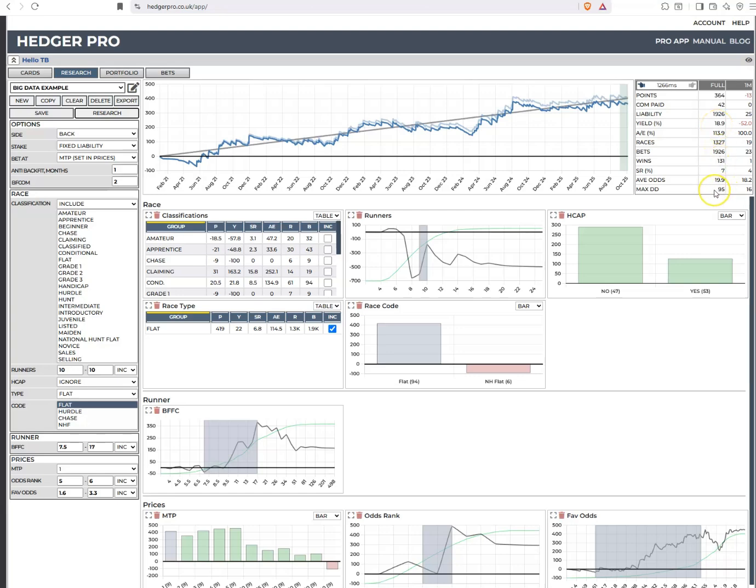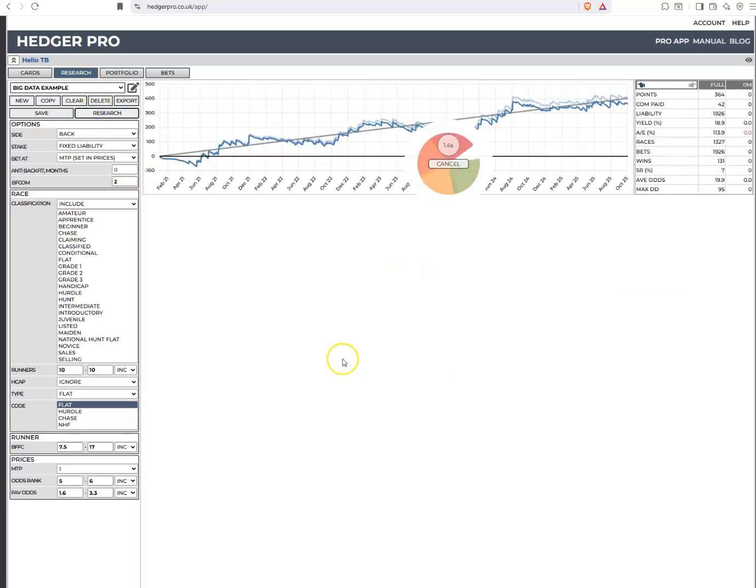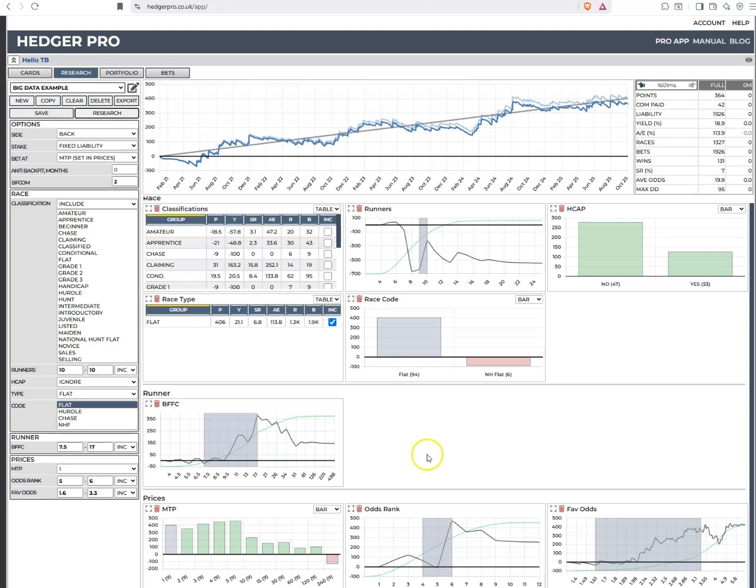And drawdowns getting to a reasonable point, and the points are pretty reasonable. I'm not going to fixate on my anti-back fit period here. In fact, just for the purpose of testing, I'm going to set it to 0. What we're going to focus on now, you see, I've actually not put in the price of the runner at this point in time. I'm going to add that in almost last.